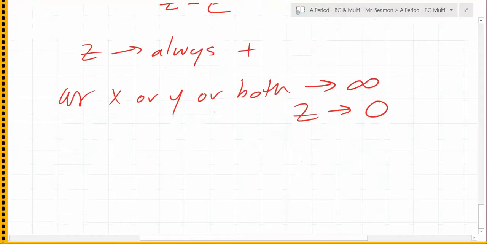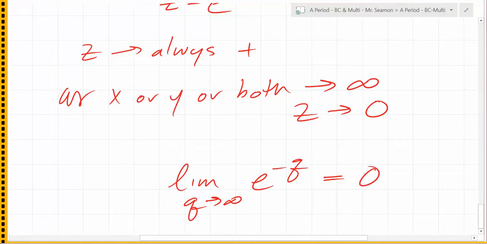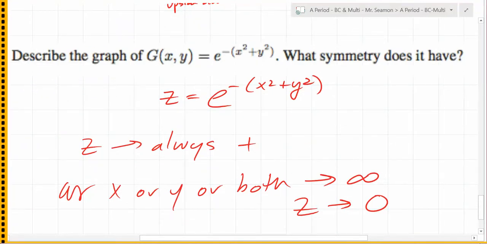Because what's the limit as, let's say, q goes to infinity of e to the negative q? It goes to 0, right? So the point is, as x and y get big, they're being squared, so they can never cancel each other out. It can never get small. So it's as you go in a direction.